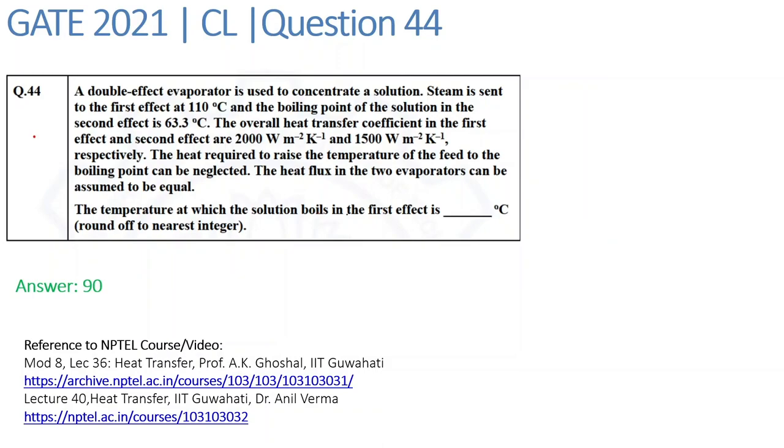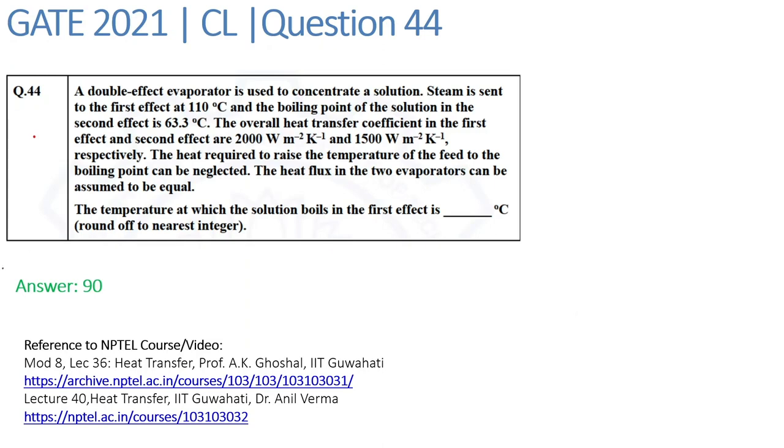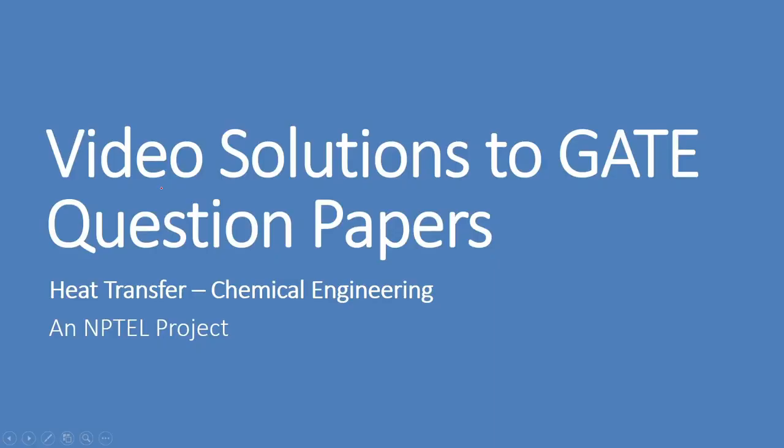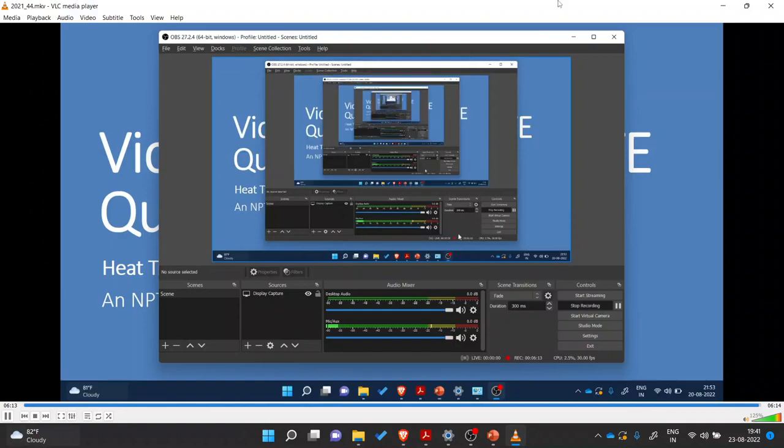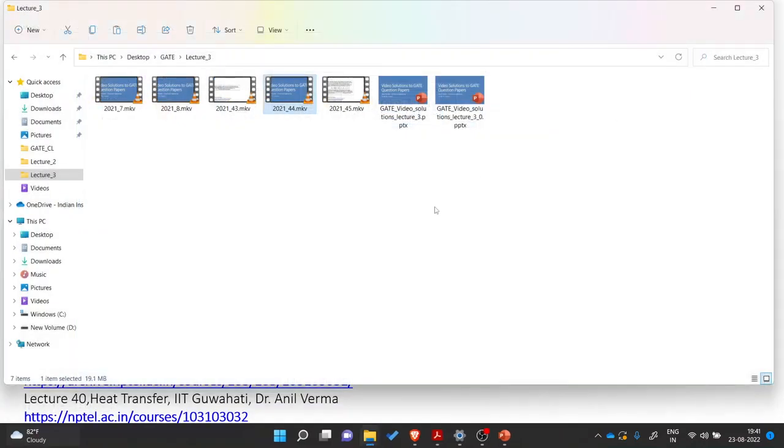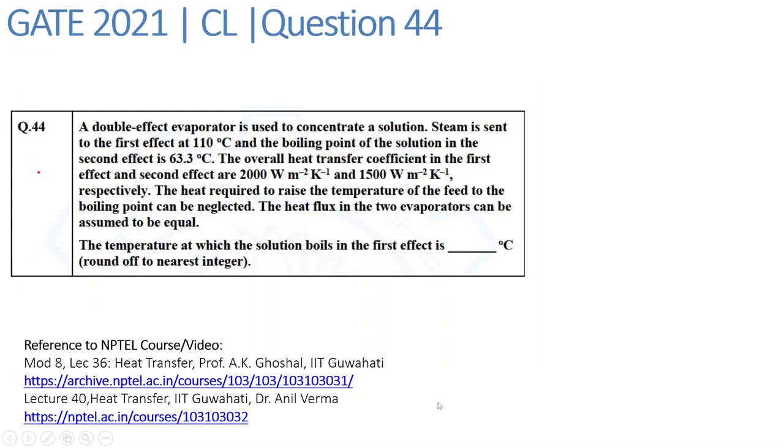So the temperature at which the solution boils in the first effect is around 90 degrees Celsius, and that is our final answer. Since we have been asked to round off to the nearest integer, we will report the answer as 90. If you have any doubt in this question, you can speak up. In this, we looked at the concept of the double effect evaporator and calculated the heat balance across both effects to find the temperature at which the solution boils in the first effect.